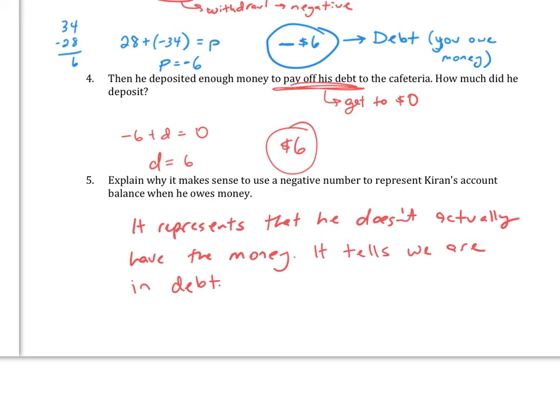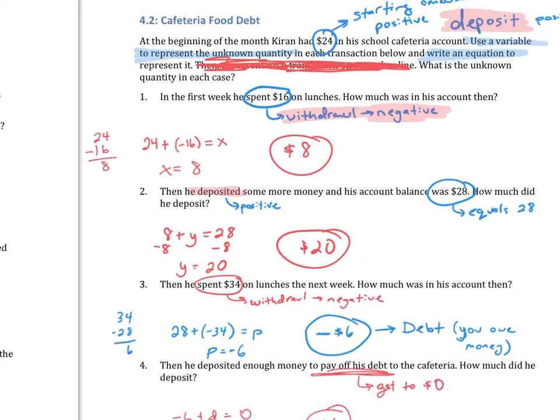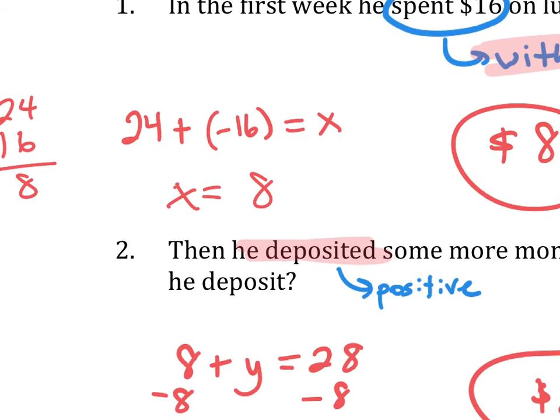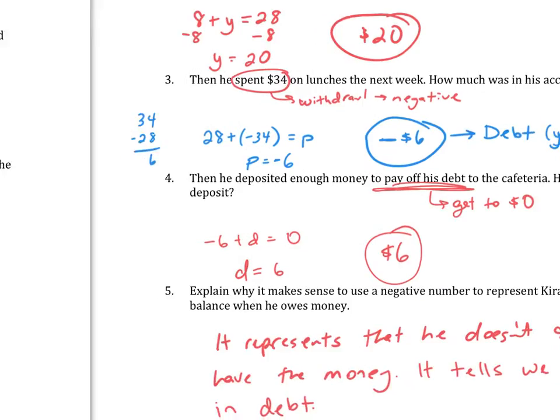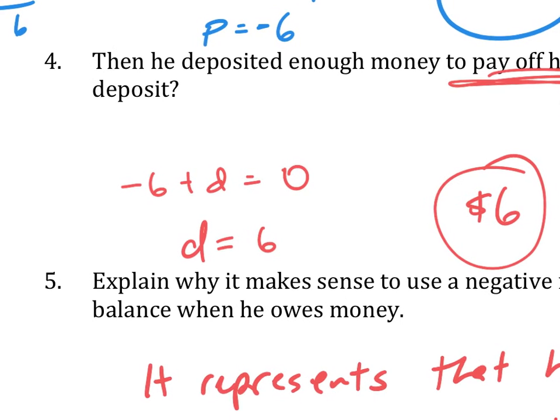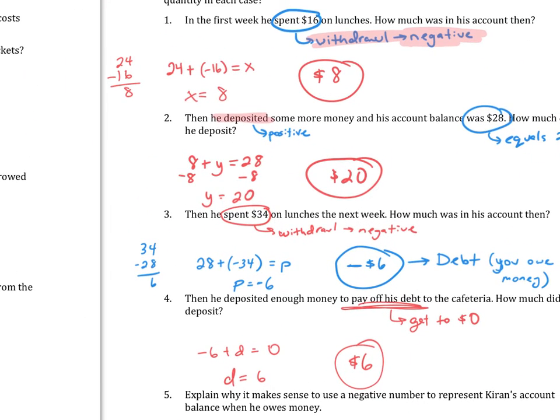It tells us we are in debt. So I just want to review some things that we've been talking about for several days when it comes to adding integers. When you're adding numbers with opposite signs, note that you're subtracting the absolute values and taking the sign of the bigger number. Also note that when you add opposites, it always equals zero. And we didn't really talk about it in this case. Note that when you add numbers of the same sign, you add the absolute values and then just take that sign.